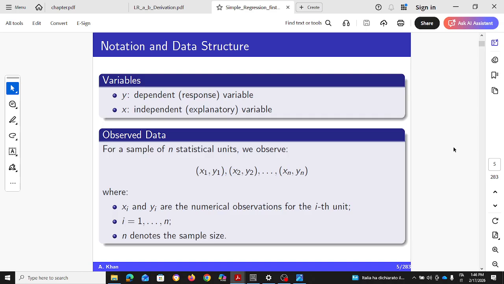Okay? And we go to the end of our data set, which is xn, yn, and n represents the size of your sample data set. Okay, so these notations should be clear because we will use them over and over and over again.